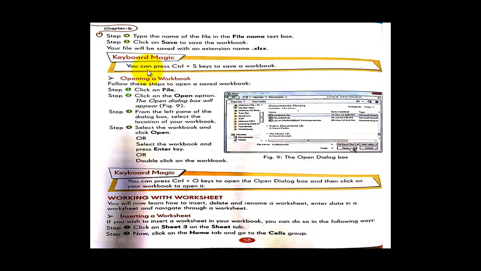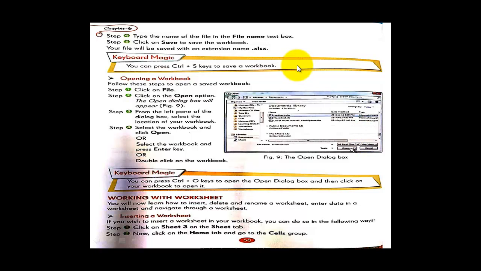Now opening a workbook, these are the steps to open a workbook. As before, you have to go to the File menu and click on the Open option, and the Open dialog box will appear. Now you have to choose the location from the left hand side where your workbook is saved, then click on it and click Open, or simply double click to select the workbook, or select it and press Enter.